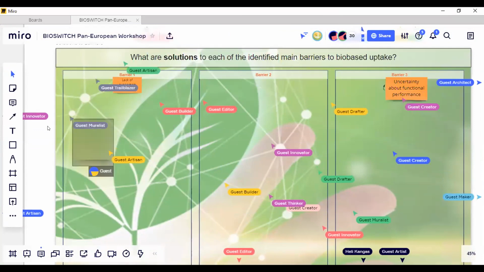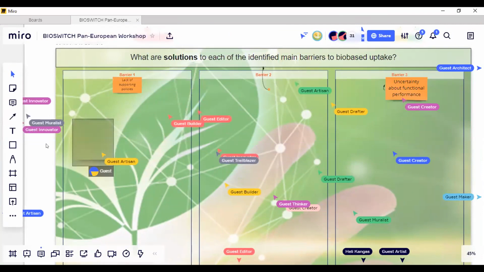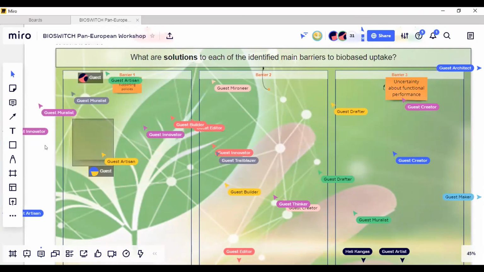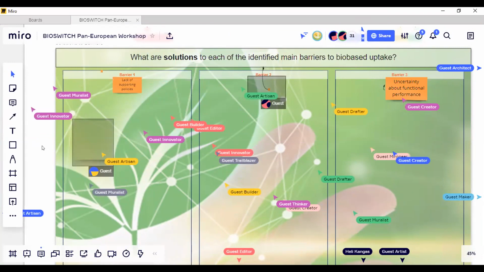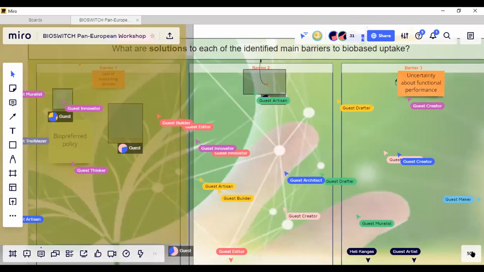How could we overcome the barrier of uncertainty around the functional performance? So again, with the notes, just add your ideas into the column. We will be putting in as quickly as we can barrier 1 and barrier 2 onto the board as well.